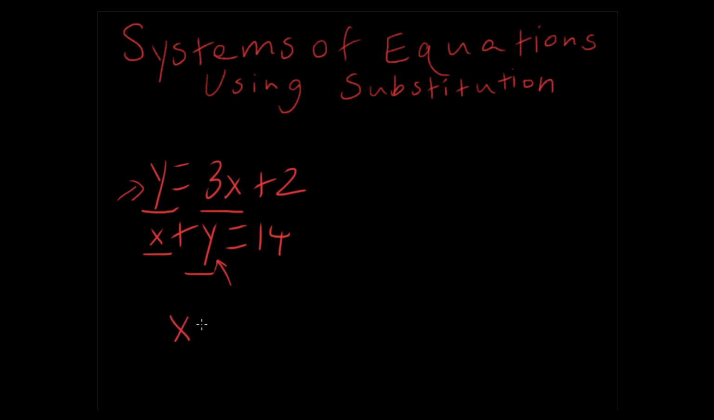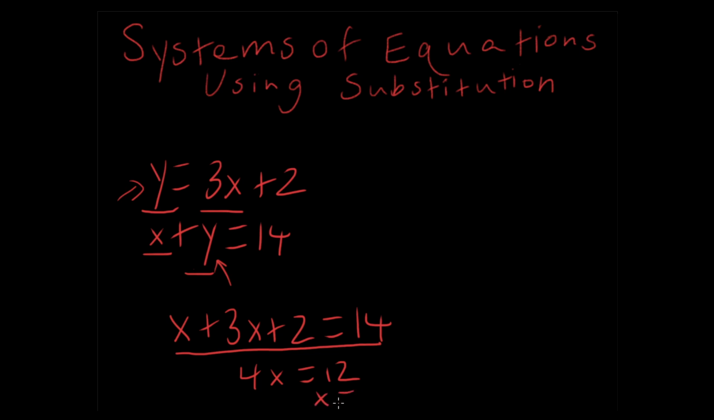So we'll do x plus 3x plus 2 is equal to 14. We didn't change this equation technically, although we changed the y to something that y is equal to, which is 3x plus 2. So this equation that I just wrote is still valid. Now this is a normal equation that I'm sure you can solve, and it's basically just solving for x. If you solve for x, you get 4x is equal to 12, and x is equal to 3.